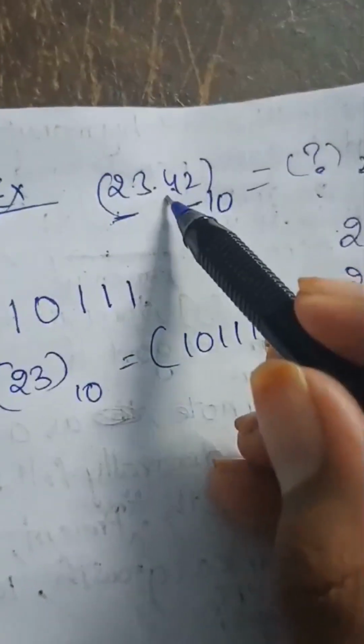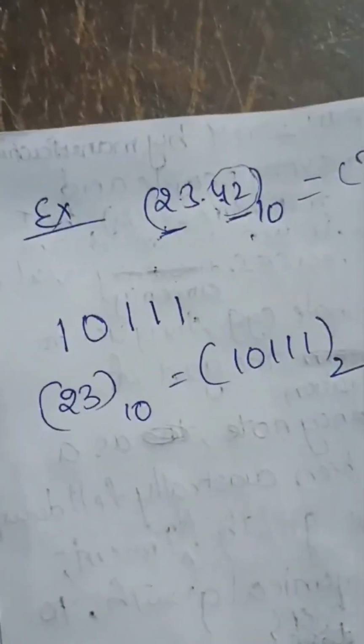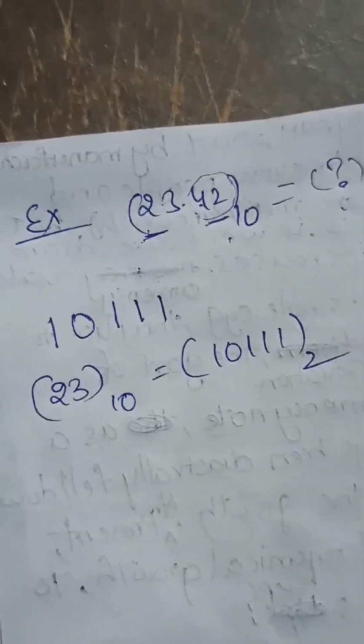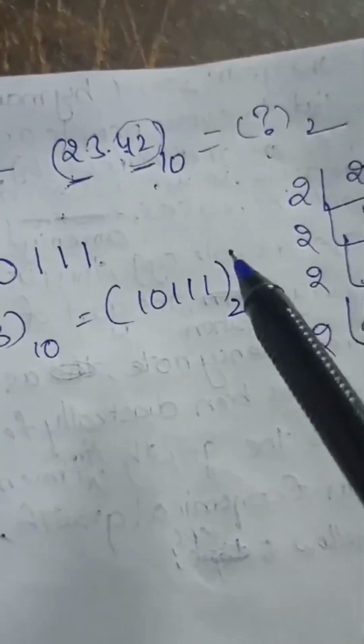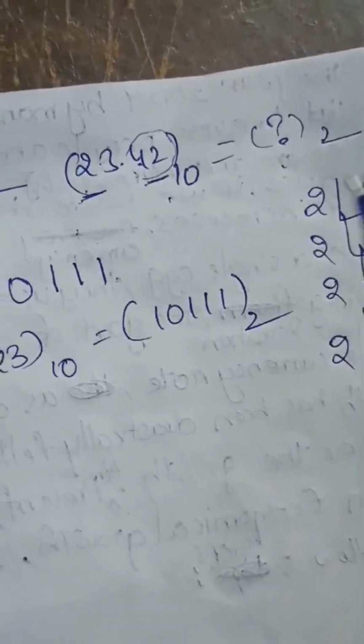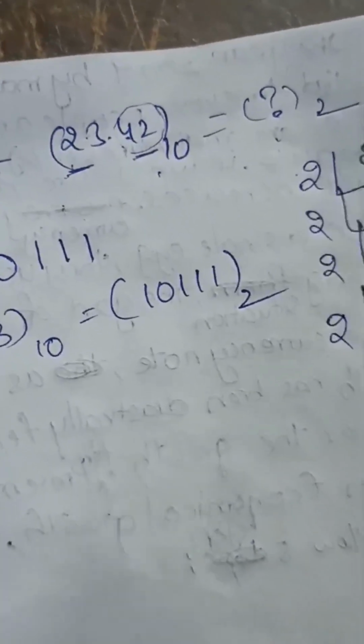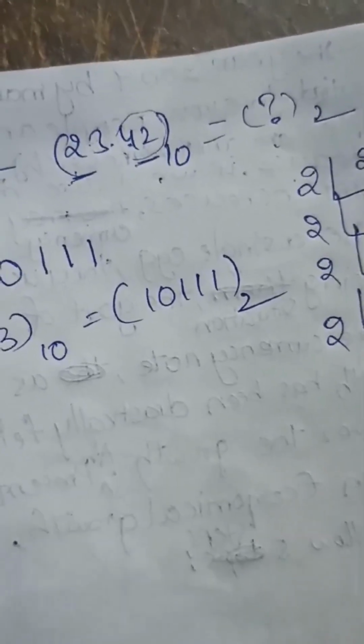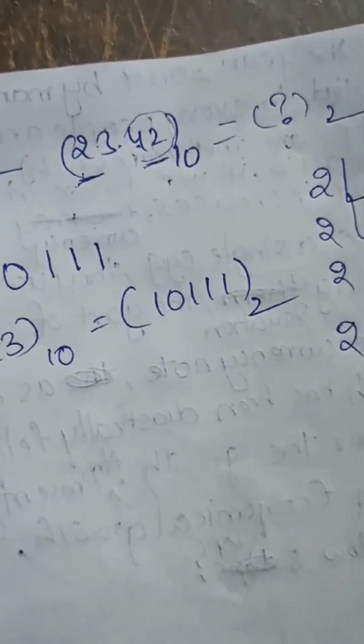So now let me convert the fractional part into binary form. Here some steps are involved: multiplying the fractional value and noting down the integer. When we have to find the fractional part, keep the integer part as 0 and multiply with the radix.